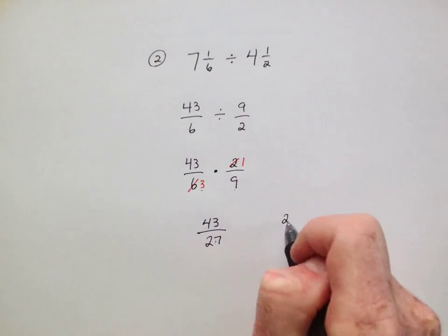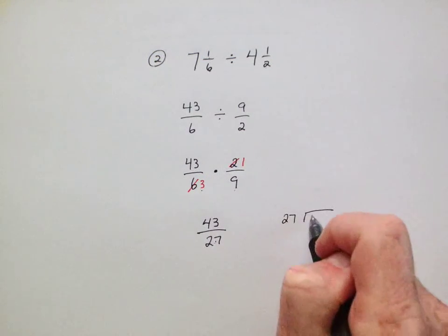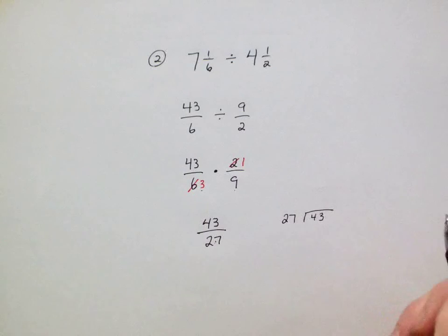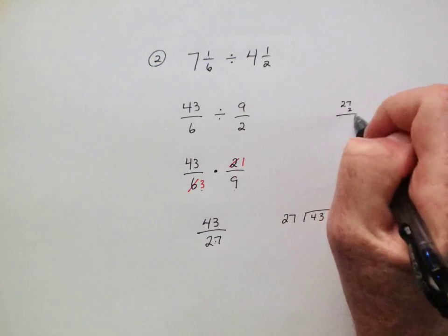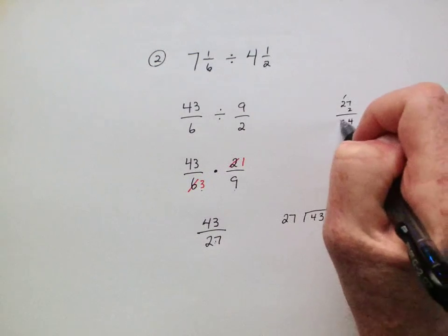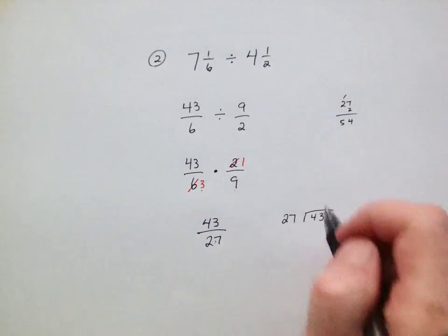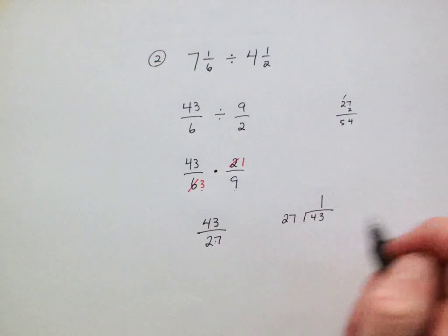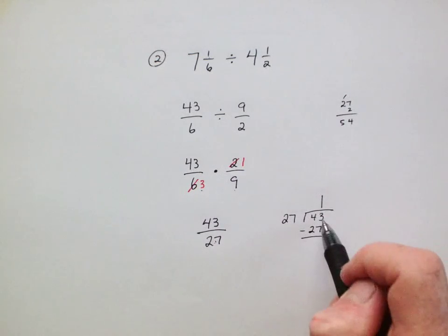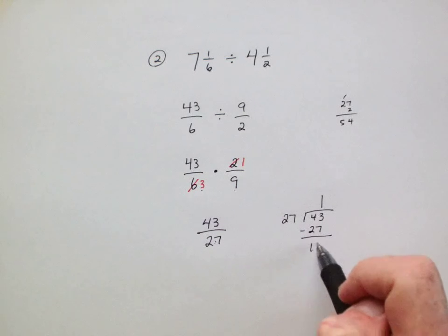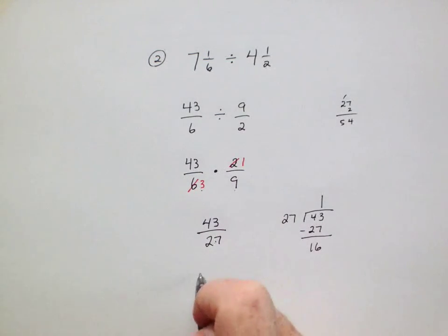So 27 divided into 43. Well, let me see, 27, if I tried a 2, this would be a 14, would be 54. No, that's too much. So it will only divide in one time. And then when you subtract, let's see, this would be 16. So the remainder is 16. So it's going to be 1, and the remainder of 16 out of 27.